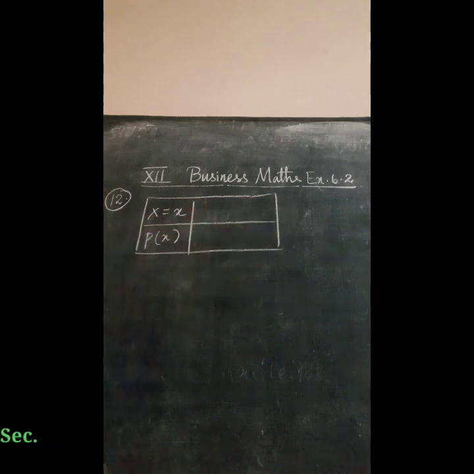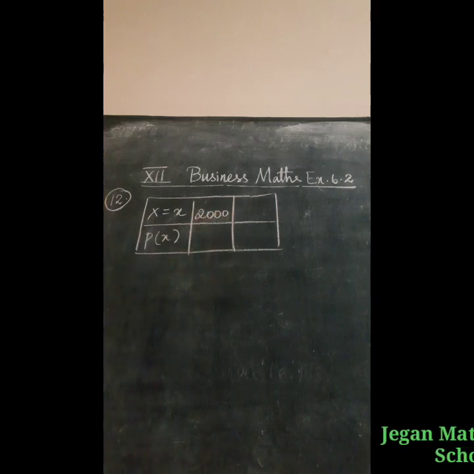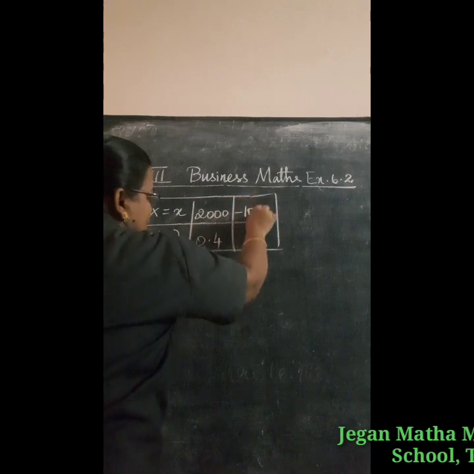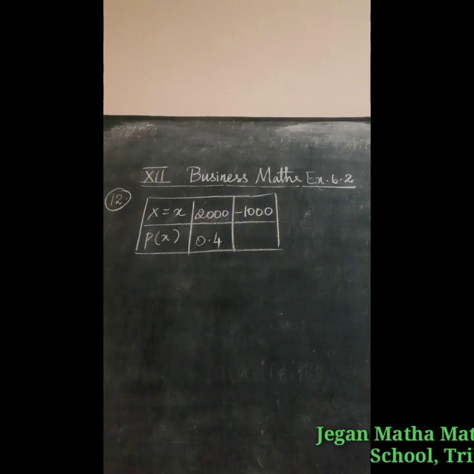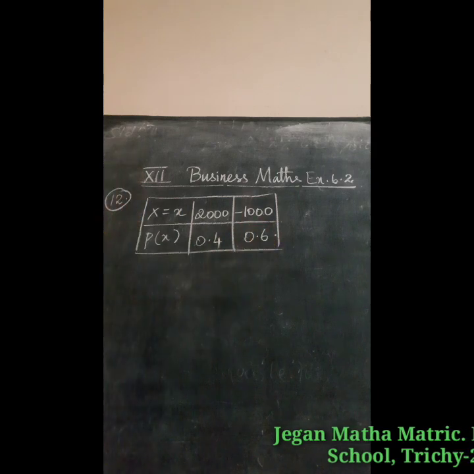The first one given in the question is a profit of 2000, so you consider it as plus 2000, with probability 0.4. And a loss of 1000 rupees, so minus 1000, with probability P of x equal to 0.6.